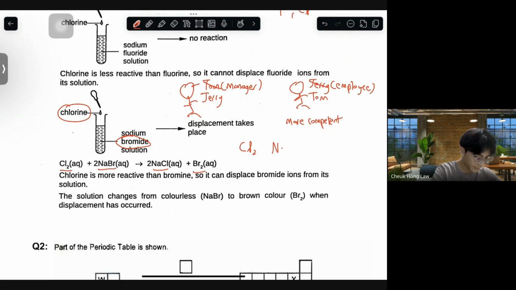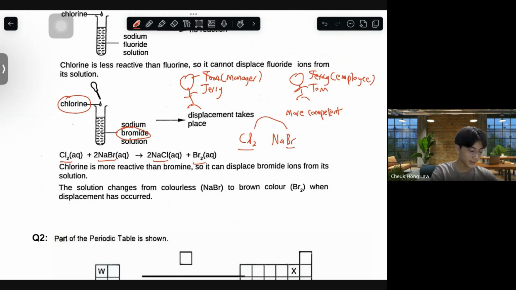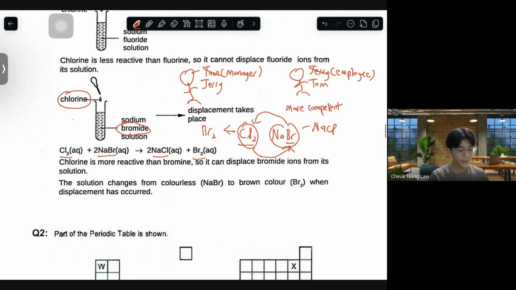Okay, so it's a very simple reaction. You have these two, and they basically just swap position. This one becomes sodium chloride, and this one becomes bromine. So chlorine is more reactive than bromine, so it can displace the bromide ions from the solution, sodium bromide.